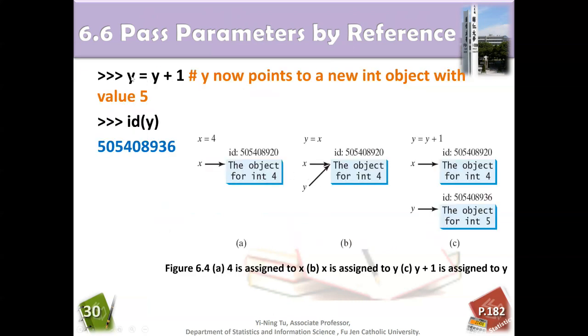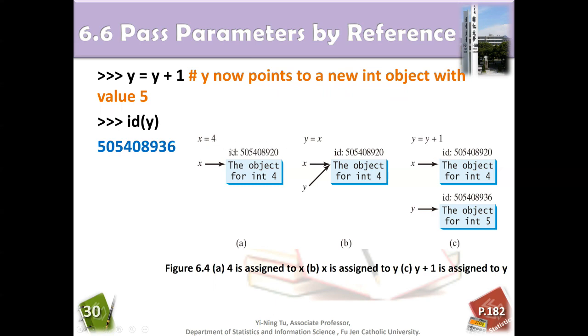So when y equal y plus 1, y now points to a new int object with value 5. It means y will remember not the address of 4, but the address of 5, because this value 5 also has its address in the computer. So we can use the id again, and y will remember another position. So you can see this figure.